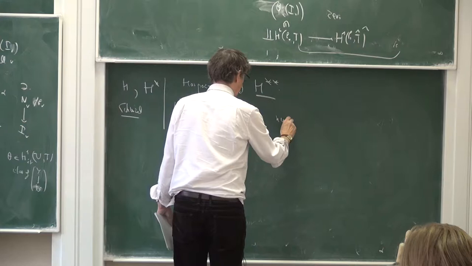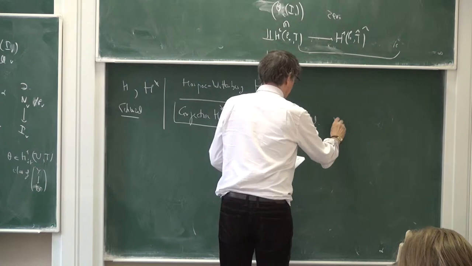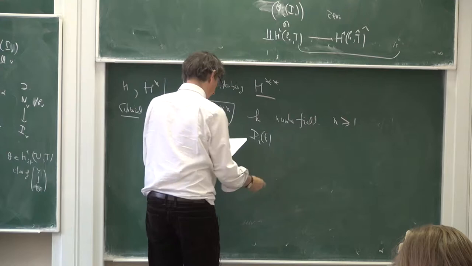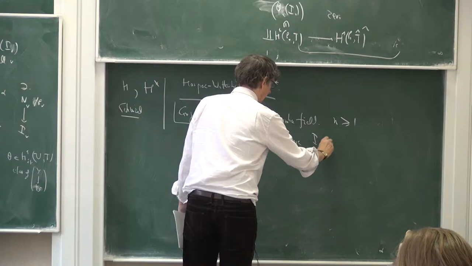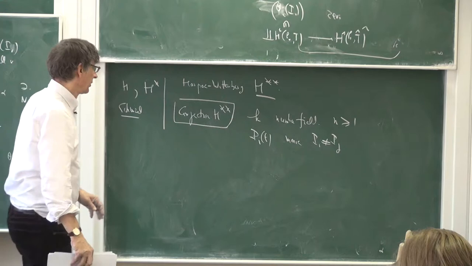We have an integer N, which is at least one. We have polynomials p_i(t), which are monic. Sorry, so these are all data, okay? p_i is different from p_j, and p_i is irreducible.